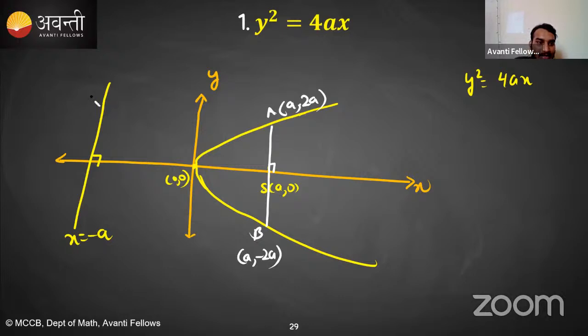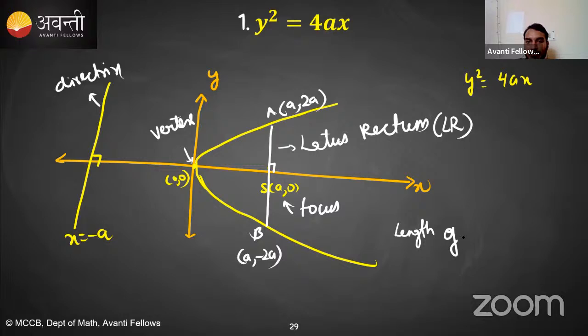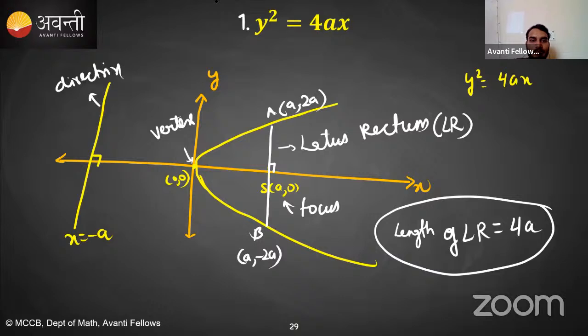S is the focus. This is the directrix. This is the focus. This is the latus rectum. This is the vertex. Okay, so here again, what is the length of the latus rectum? Student, from now on I will represent latus rectum as LR, because writing it again and again will not be so lengthy. What is the length of the latus rectum? 4a. So this is with respect to y square equal to 4ax, we are doing all these things, right?